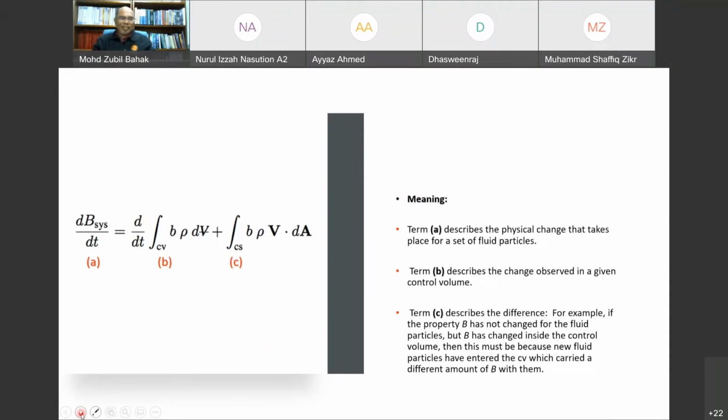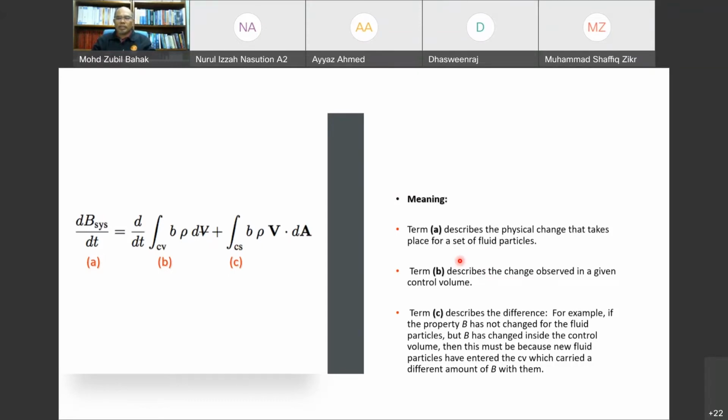And then we have this. What is the A over here? We have this dB over dt, we call it term A. Over here we call it term B, and the last term here we call it term C. So what is the meaning of this? Term A describes the physical change that takes place for the set of fluid particles. We want to know the rate of change of mass, the rate of change of energy, and the rate of change of momentum for the whole system.